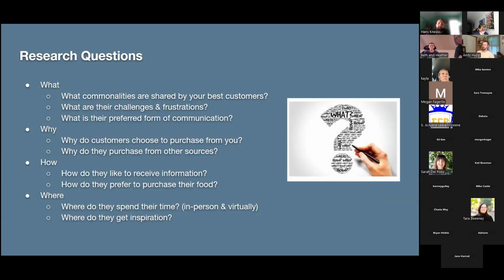And once again, how do they like to receive information? How do they prefer as far as location, time of day, any of these things, any type of information you get can be helpful. And where do they like to spend their free time? Where do they like to spend their time virtually? That'll help you connect with them through those channels. And where do they get inspiration? This can be something that's a little hard to get your mind around, but if they have certain gurus and things that they follow, that'll give you an idea of what type of person they are.